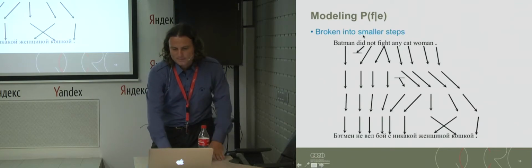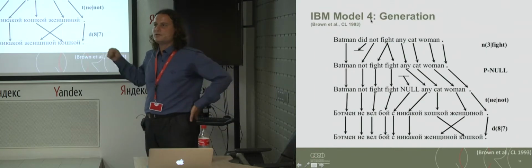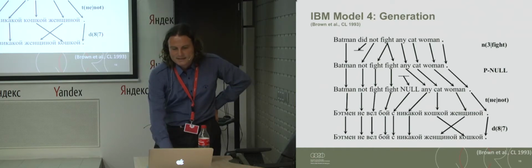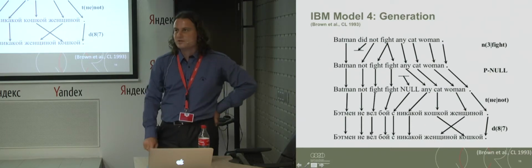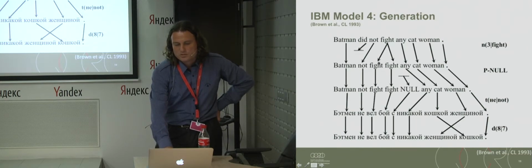So that's what we do here. And basically, those are the IBM models. Those are the first statistical models for machine translation. Those are word-based. The idea is that this is a generative model that explains how an English sentence becomes Russian in this particular case. In the first step, you decide how many Russian words will correspond to a particular English word. For example, for "fight" you have two Russian words corresponding to it. And if you go all the way down, it's "вел бой". Some words disappear, like "did", and so on.